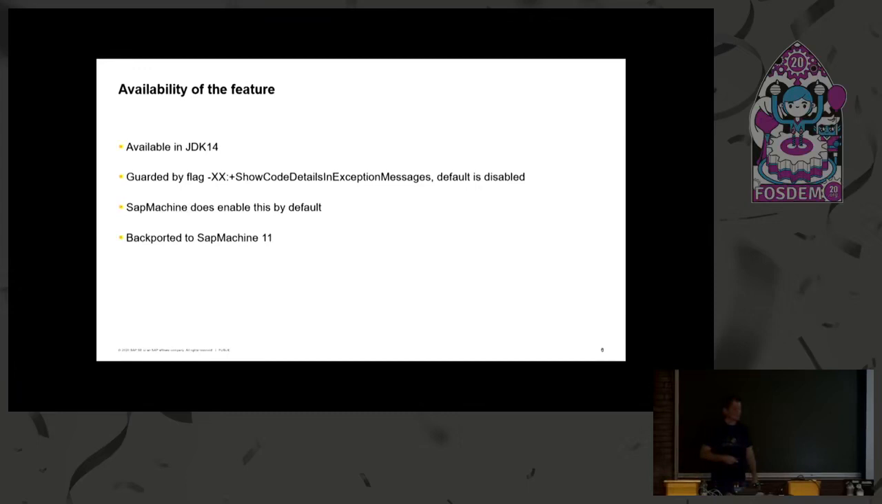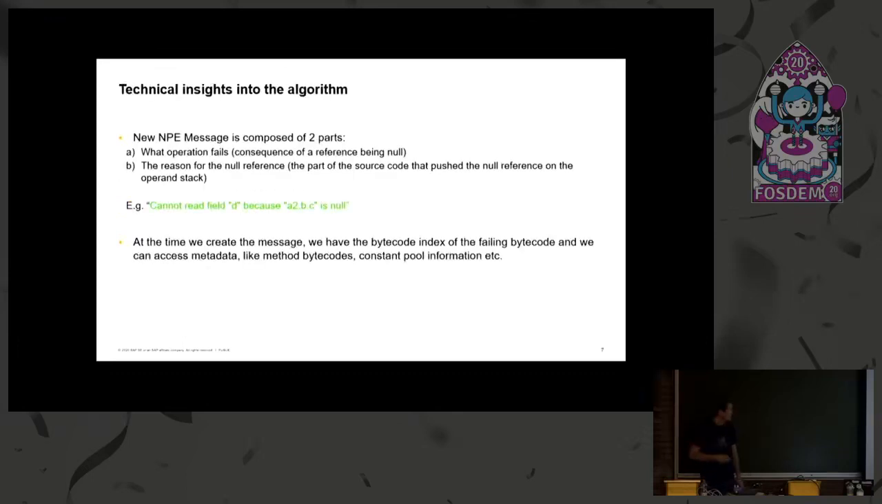And for the SapMachine binary distribution, we switched it on by default, so we are confident in it. And we also backported it to the SapMachine 11 edition. So if you want to try with JDK 11, you can use SapMachine and you don't need an additional flag. But I don't know, we can also discuss backporting it to OpenJDK 11 if there's interest. Okay, so yeah, some technical insights.